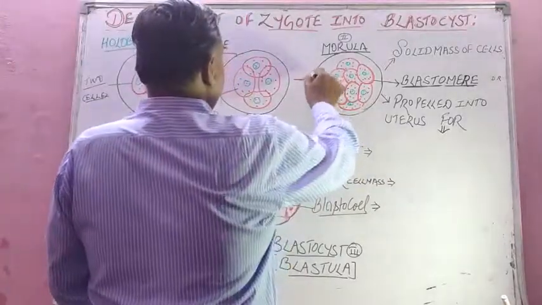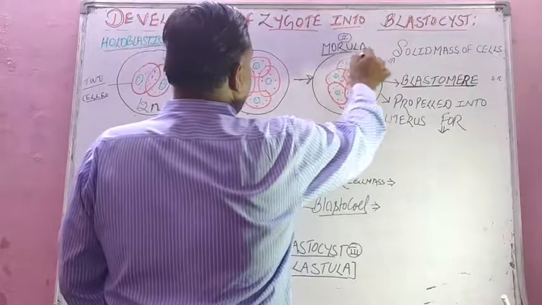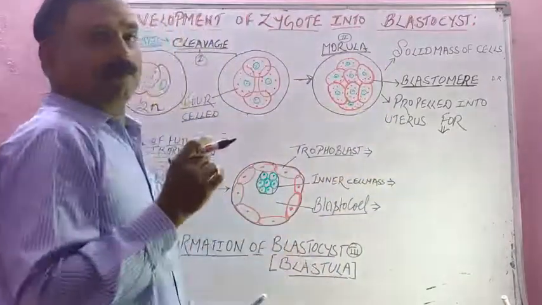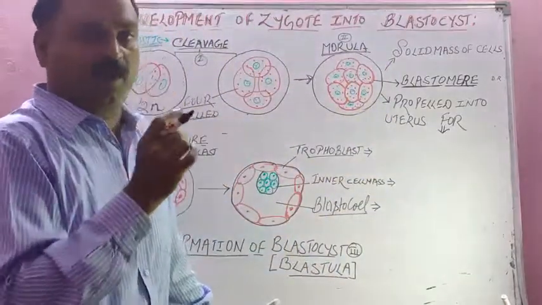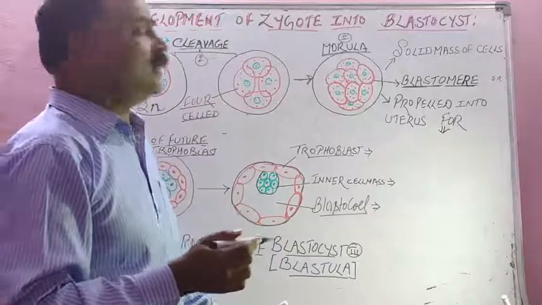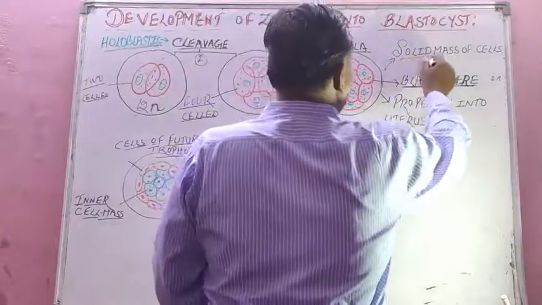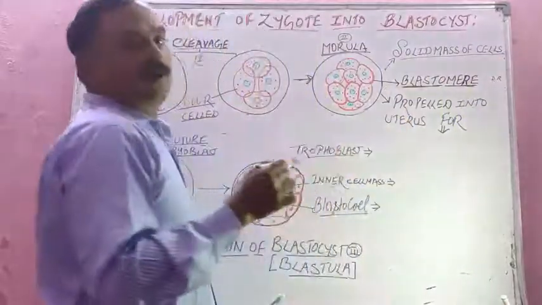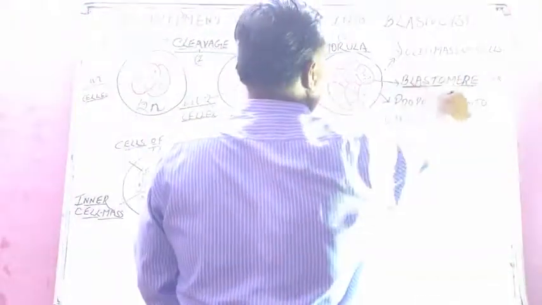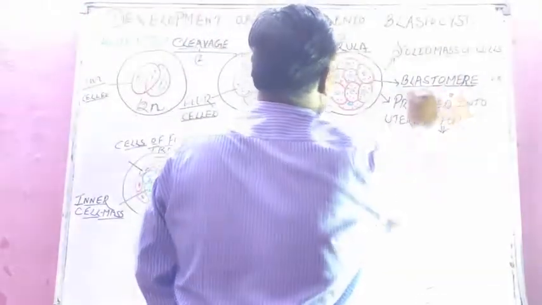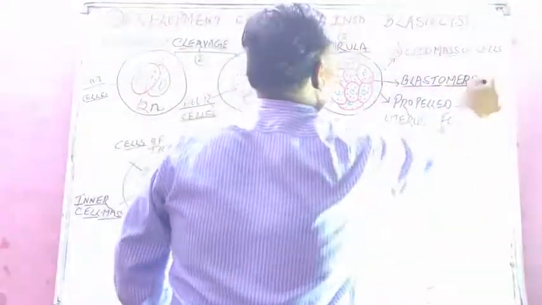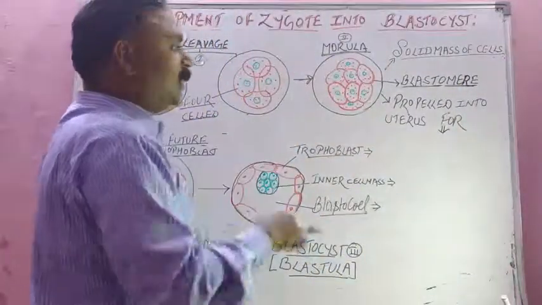Then it results in the solid mass or ball of cells. This is called morula. The word is taken from Morus alba, mulberry. You have seen mulberry fruit, student? It is like a ball of cells. So morula is the solid mass of cells. The first feature of the morula, when you write in practical or theory, is that it is a solid ball or mass of cells, and these cells are called blastomeres.